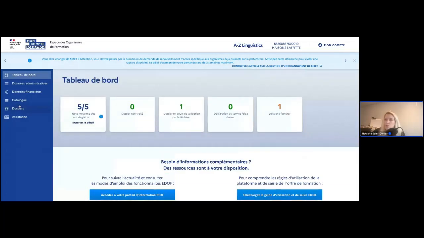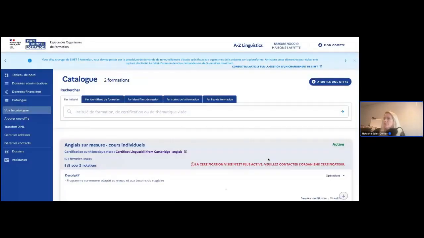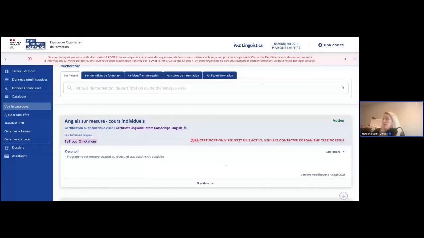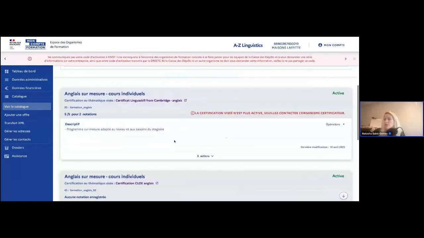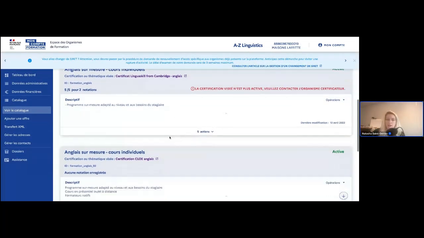Then on the left here, we've got my catalogue. So we can see, sadly, the Lingual Skill one has just disappeared, it doesn't exist anymore. I can't actually delete this because I've still got students that are taking this exam. So even though it has finished now, they are honouring people that were already signed up before the date that they lost the accreditation.